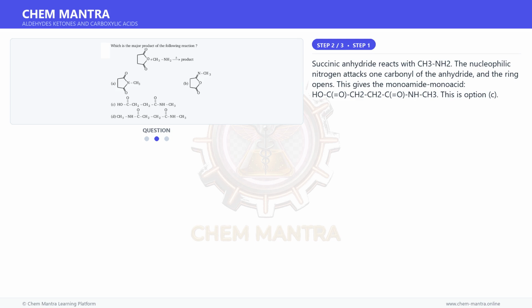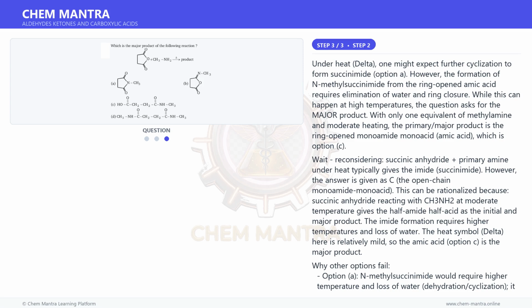The nucleophilic nitrogen attacks one carbonyl of the anhydride and the ring opens. This gives the monoamide monoacid, OC=O, CH2CH2C=O, NHCH3. This is option C. And for the final step.